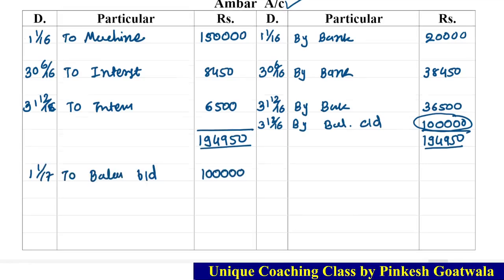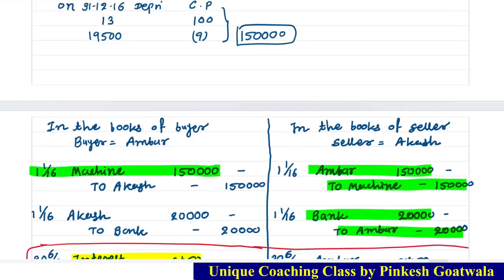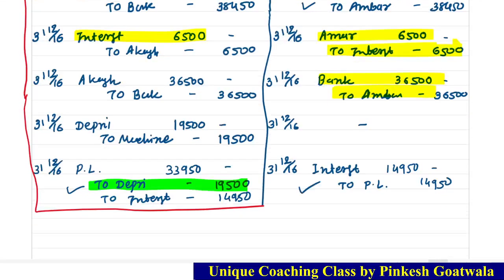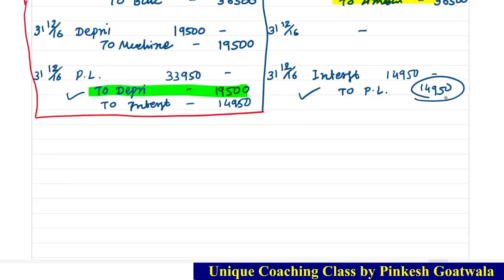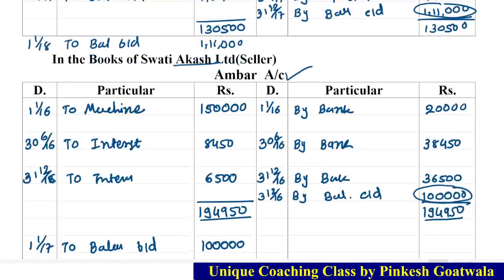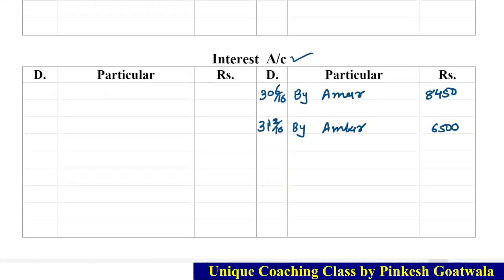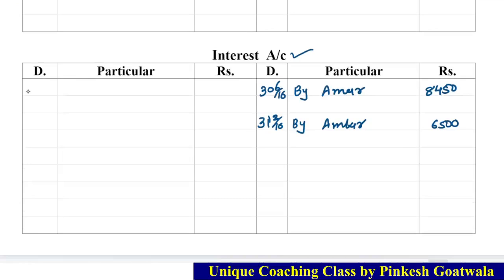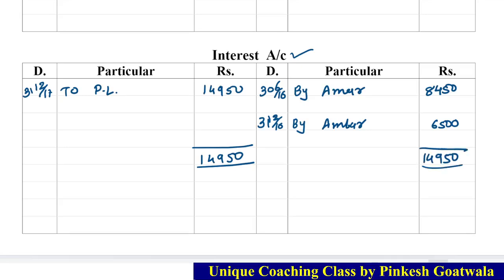And the last journal I forgot to tell you, the last journal we transfer to PNL. This journal is remaining. Interest account debit to PNL, amount 14950. So the interest account debit side at the end of the year to PNL 14950, and we know that it will be balanced every year. Interest account always balances every year. So this is about the first year.